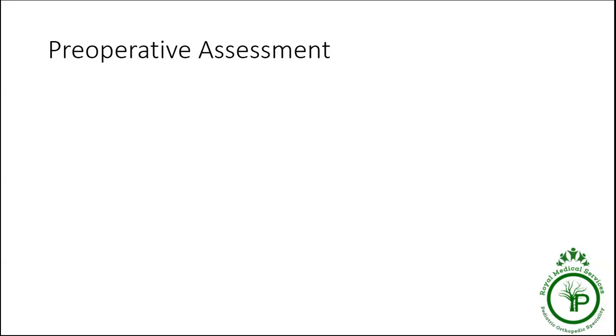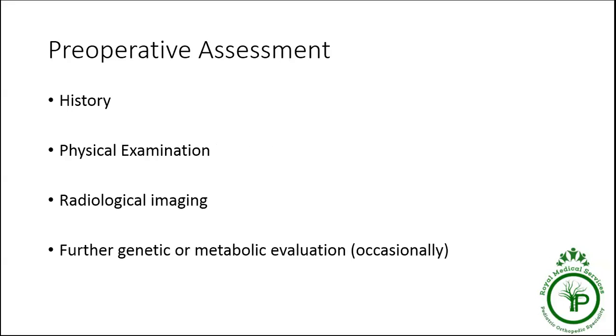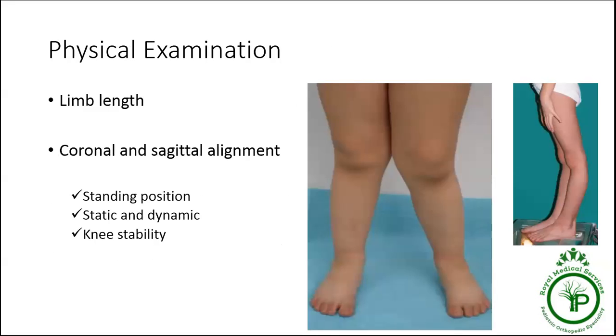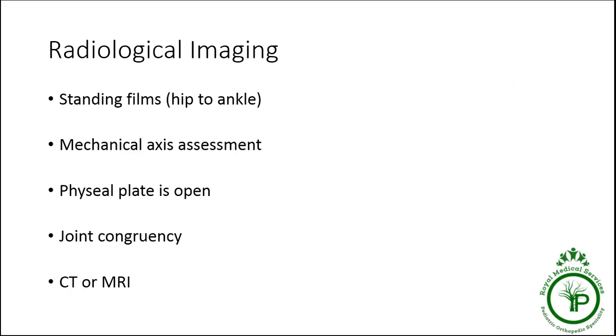So what about the preoperative assessment? As usual, we start with history, examination, radiological imaging, and in some cases you go for genetic or metabolic evaluation. You have to examine the length of the limb. You have to examine the patient anteriorly and posteriorly, and on the sagittal view. You have to look laterally, as you see here in this photo, where the patient may have some sort of recurvatum. You have to dynamically and statically assess your patient to be able to diagnose the problem that your patient has. Also, the stability of the knee is very important.